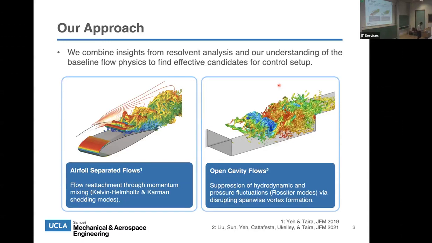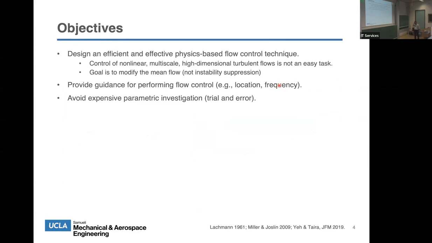Okay. So the objective of our work is to design an efficient and effective physics-based flow control technique. And I'm going to say physics-based, and then there's a meaning for that. And what we're going to try to control is a nonlinear, multi-scale, high-dimensional turbulent flow, which actually is not an easy thing to do, as we have seen from a lot of the previous talks. And our goal is not just to suppress some instability. We're actually going to try to change the mean flow. Okay. And we want to provide guidance for performing flow control, like I said.